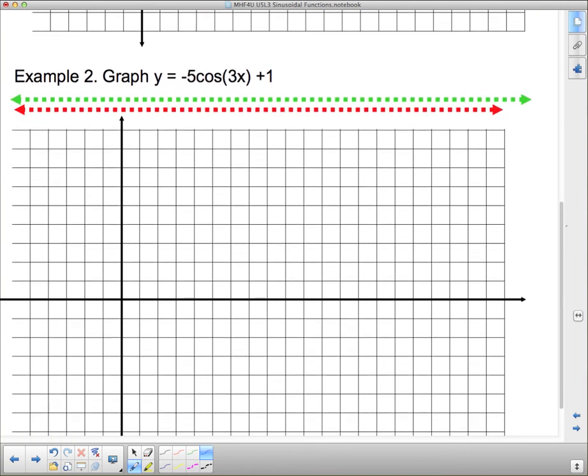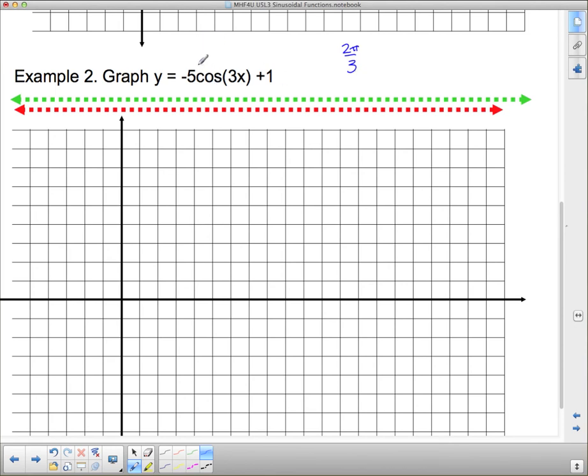All right, first thing I needed to do was the period. So in this case, my period, remember we have to do 2 pi divided by k. Well, this time k is 3. So my period is 2 pi by 3. So it's not even a full pi. So this one's going to be squished a little bit.